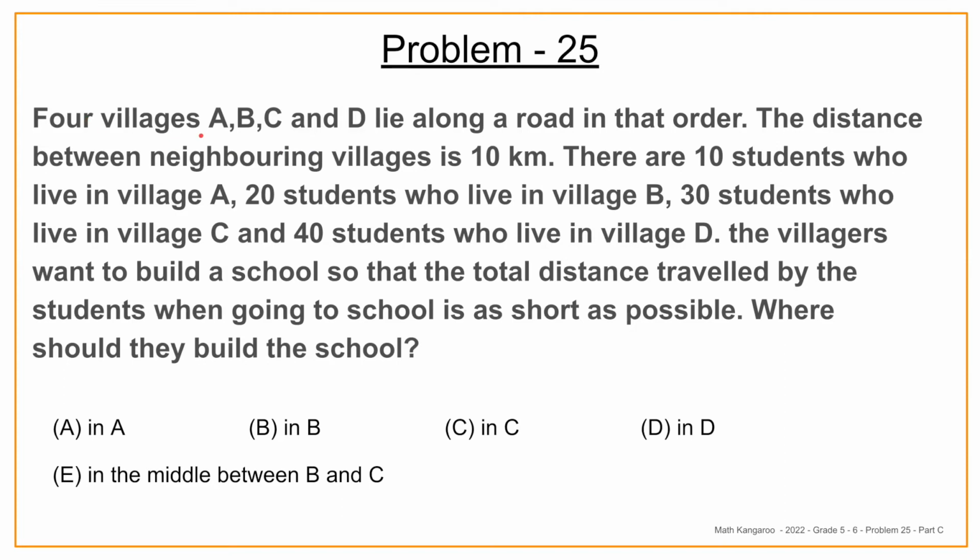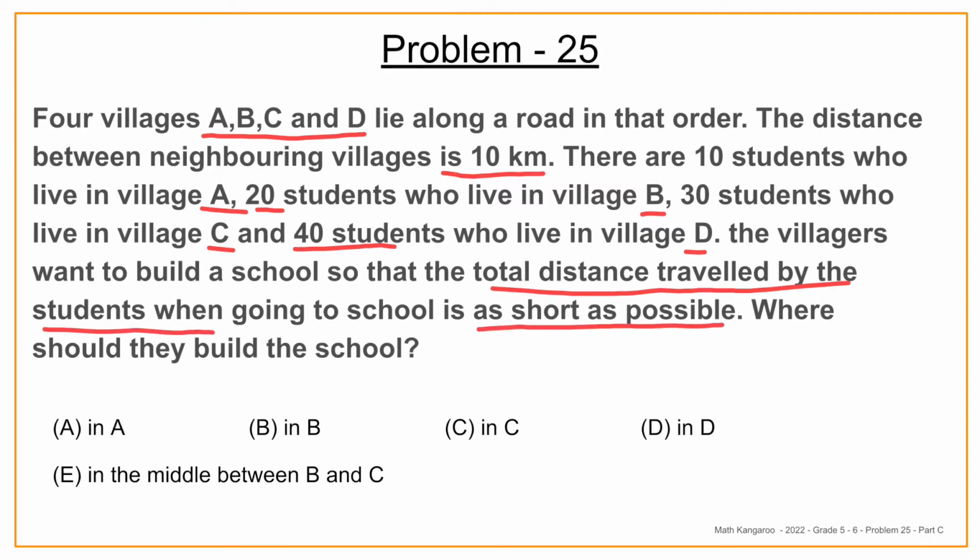Problem 25. 4 villages A, B, C and D lie along a road in that order. The distance between neighboring villages is 10 km. There are 10 students who live in village A, 20 students who live in village B, 30 students who live in village C and 40 students who live in village D. The villagers want to build a school so that the total distance traveled by the students when going to school is as short as possible. Where should they build the school?